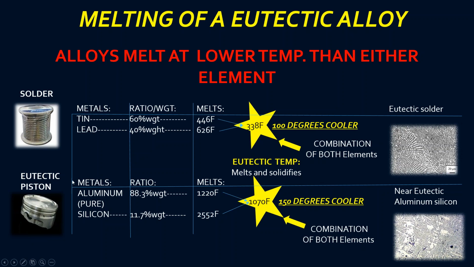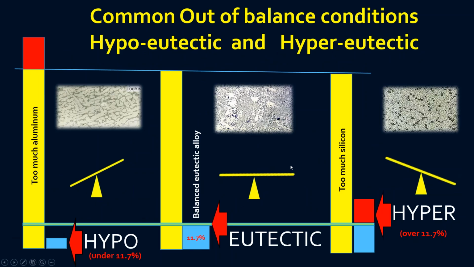Now looking at the eutectic piston, where we're talking about aluminum and silicon, at 11.7% silicon and 88.3% aluminum. Aluminum melts at 1220 degrees Fahrenheit, silicon at 2552 degrees Fahrenheit. You put both of those together, and then it melts at 1070 degrees Fahrenheit. That's 150 degrees cooler. Again, it's counterintuitive because you would think it would pick one or the other or the highest one, but it's not. It reduces the melting point.